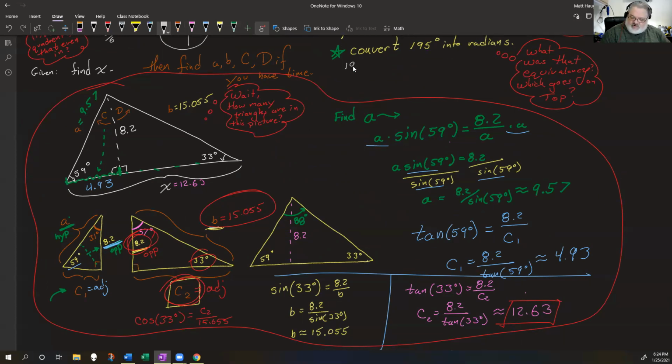How do we convert 195 degrees into radians? I multiply it by pi over 180. Yeah, pi over 180. That's a bad habit of mine.